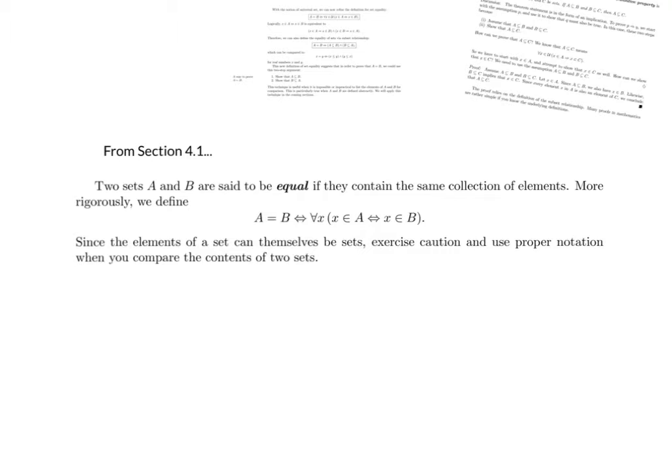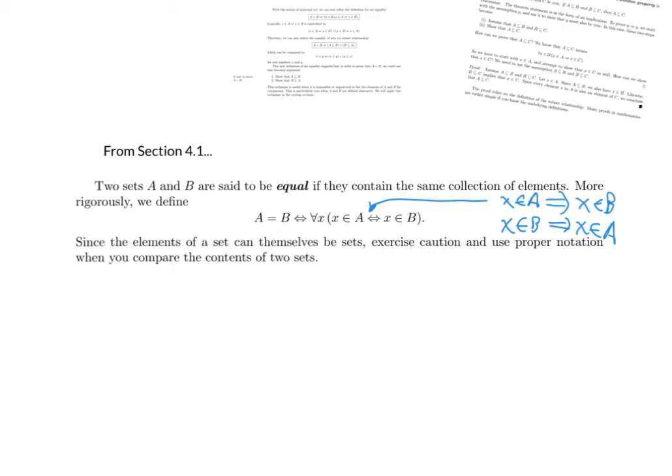What we learned in 4.1 is that saying A equals B is the same as saying that for all x, x is in A if and only if x is in B. And if you recall, what that is saying when you have an if and only if statement like that is, if x is in A, then x is in B, and if x is in B, then x is in A.